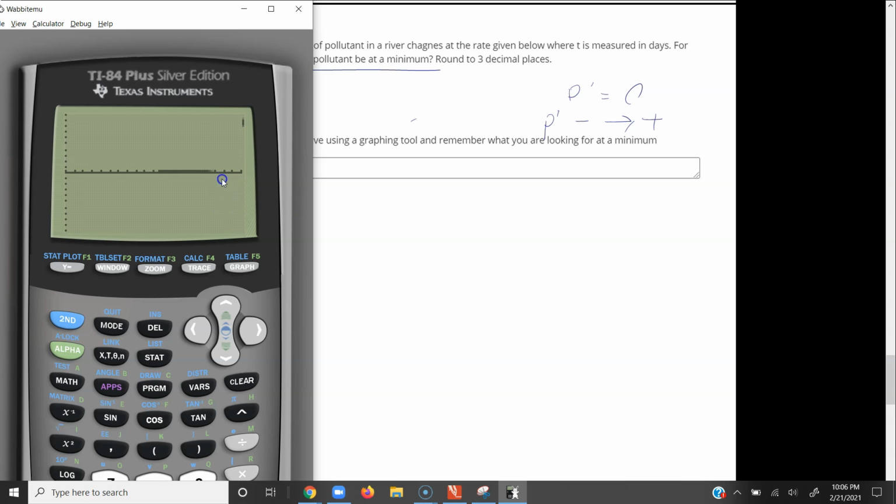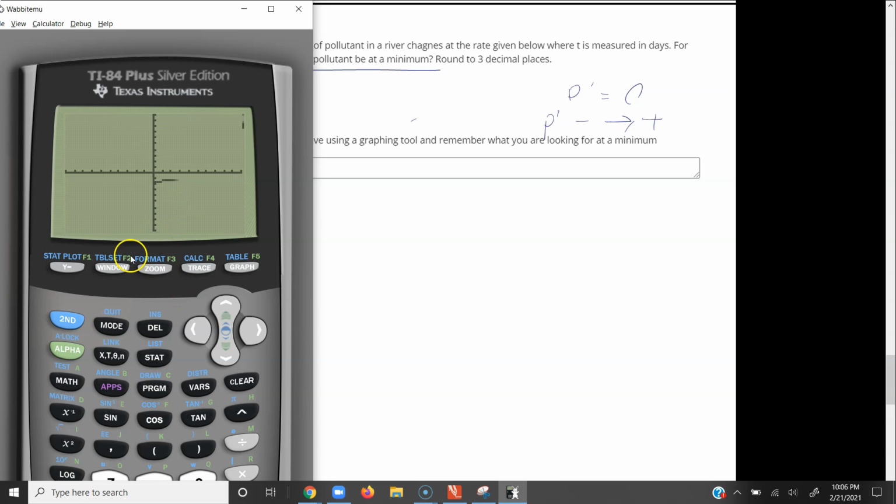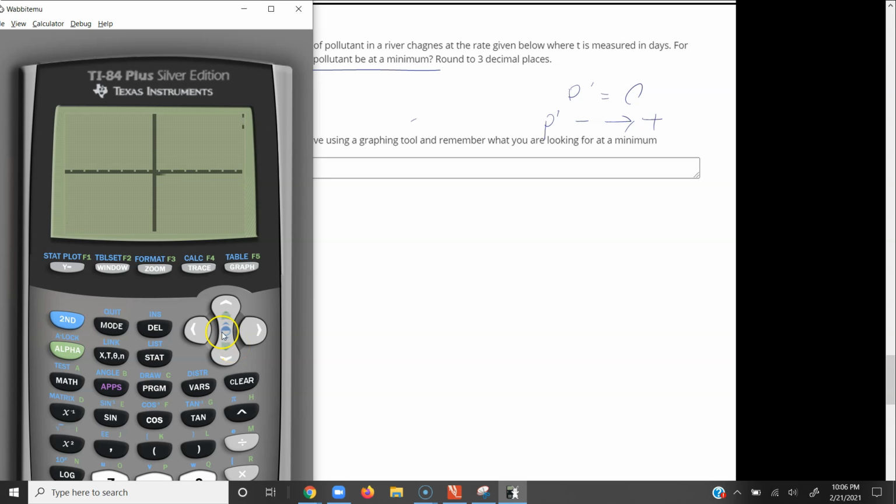So I'll give it a second to graph, and it's hard to get my window exactly right. So I'm just going to zoom standard, zoom 6, and notice it does not touch 0 in this window. So this is probably what you're going to get if you graph it right off the bat. I'm going to zoom out a little bit, and I'll leave it on the standard, and then it becomes hard to see, right? But what I can do is use the calculator to find that 0.